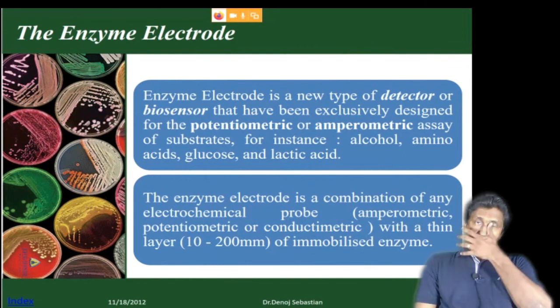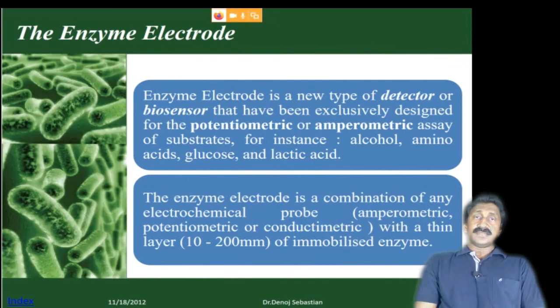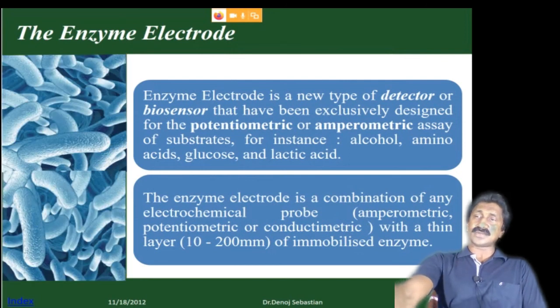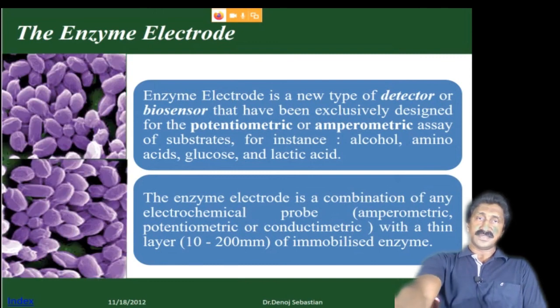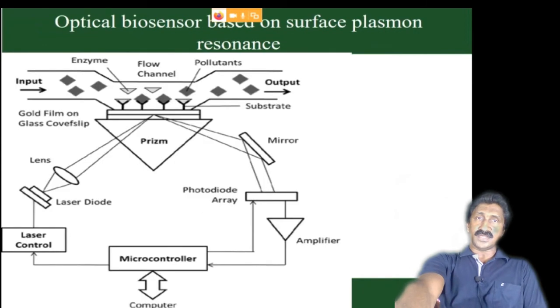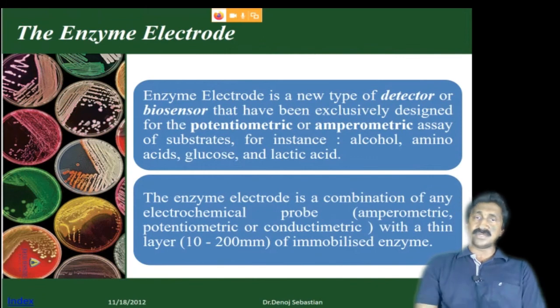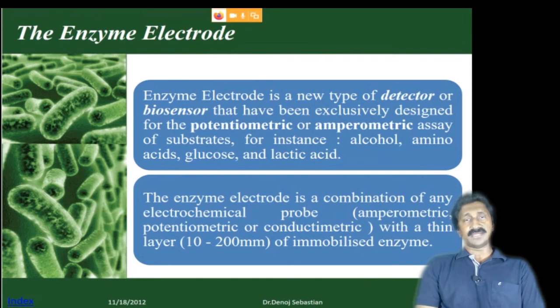Then we'll discuss a little bit more about the enzyme electrodes. Okay, for the time being, because enzyme electrodes may require a little bit more time, we will discuss that in the next session. Okay, so the optical biosensor based surface plasmon resonance is already covered, and there are various types of electrochemical biosensors, and enzyme electrodes are one among them, and we will see different types of enzyme electrodes and their applications in the next session.